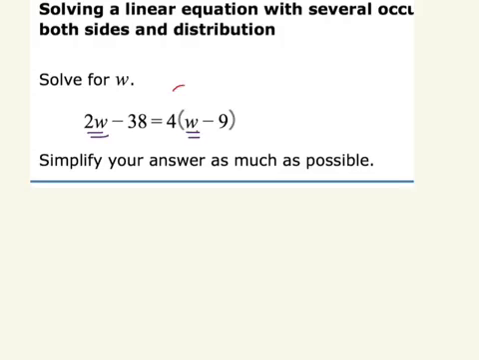So here we go. We've got our 4 times W, which gives us 4W. Then we have our 4 times a 9. And if you want to think about it a little bit more specifically, this 9 is actually a negative 9. So 4 groups of negative 9 takes us to a negative 36.